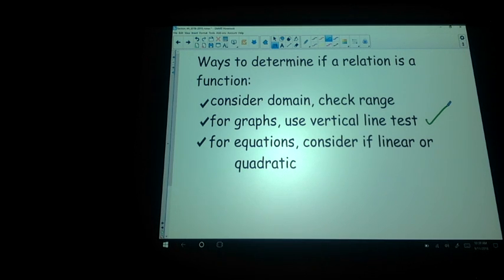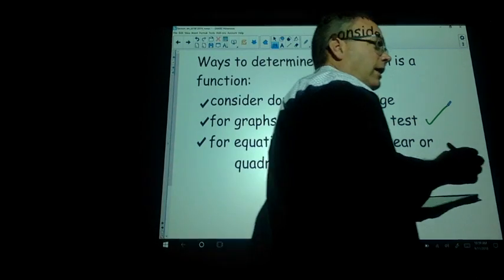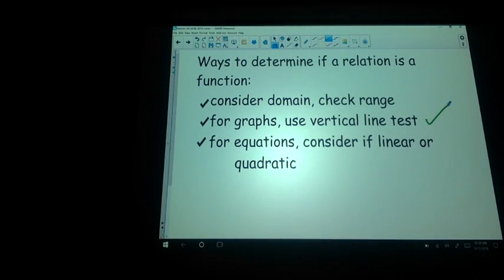And then for equations, consider if it's linear or quadratic. So if it's x squared versus x. Okay? But the vertical line test is the easiest thing to do. Kids always want, hey, just have me have a whole page of pictures I look at, and I draw a vertical line, and I can tell you if it's a function or not.